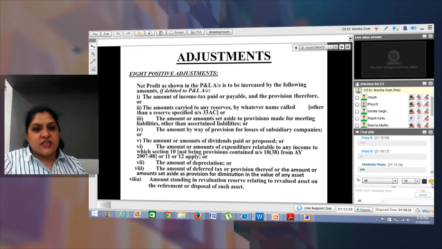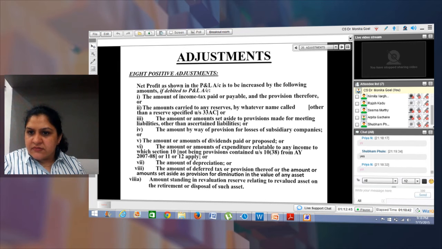Now the second adjustment: amounts carried to any reserves by whatever name called. I'm not hearing anything from Abhija, Nimita, Seema, and Arpita. I'm not hearing anything from you. I hope the points are getting clear. I hope I'm not going very fast.